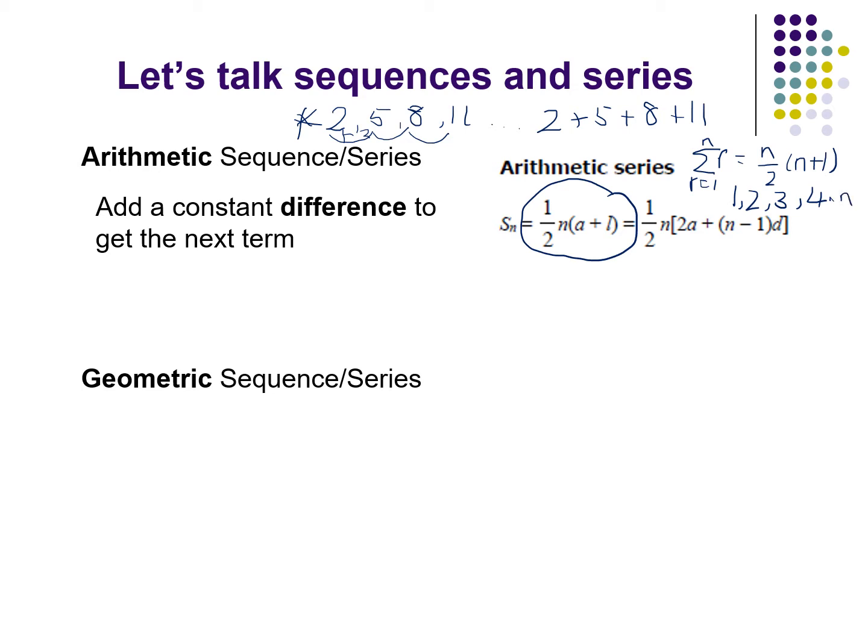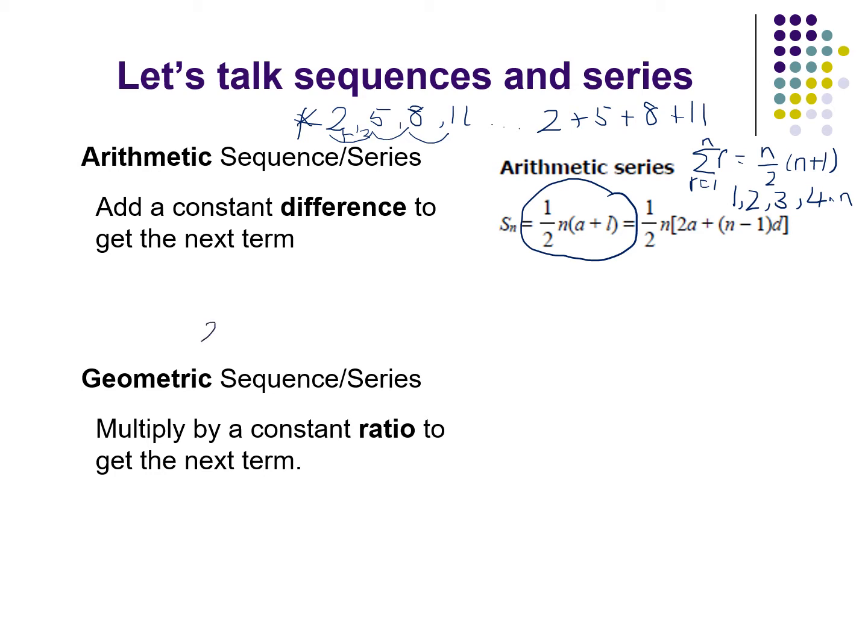There's also a geometric sequence or series, and the thing with those is that rather than adding a constant difference to get the next term, what you do is multiply by a constant ratio to get the next term. So let me give you an example: 2, 4, 8, 16, 32. So I've multiplied by 2 each time.